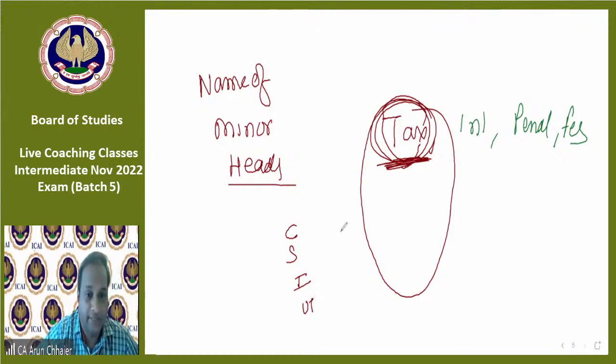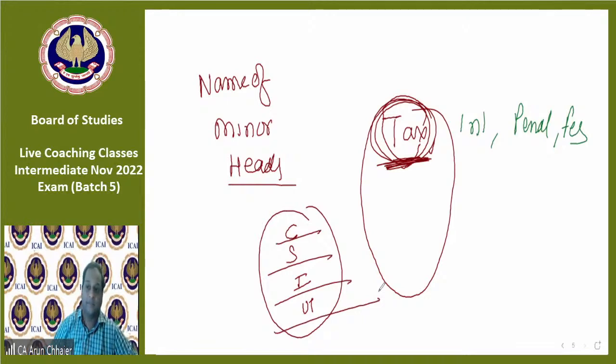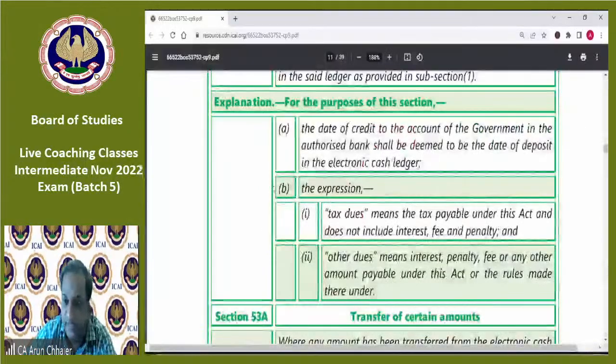What are the names of the major heads? These are the major heads: CGST, SGST, IGST, UTGST, and compensation cess. Great, Rekha. Now moving to another discussion.